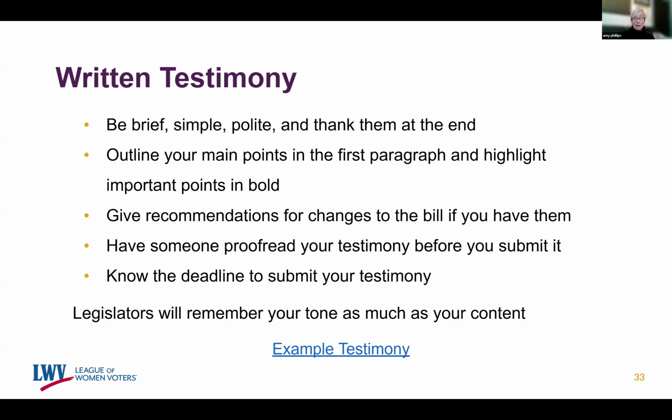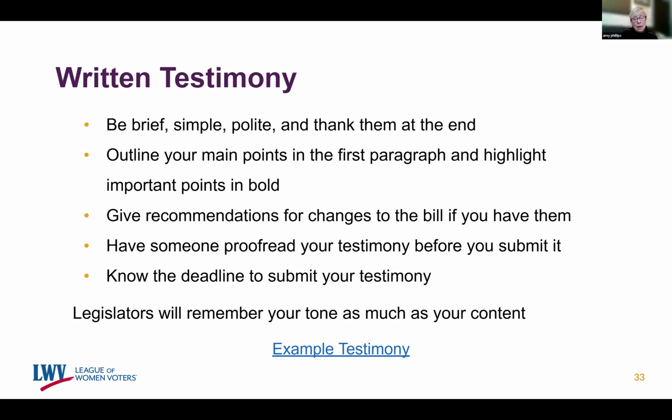Before submitting your testimony, it would be a good idea to have someone look over and proofread your testimony before you submit it, and know the deadline to submit your testimony. Again, that can be found on the legislative website, which Whitney's going to be giving us more information on coming up here.